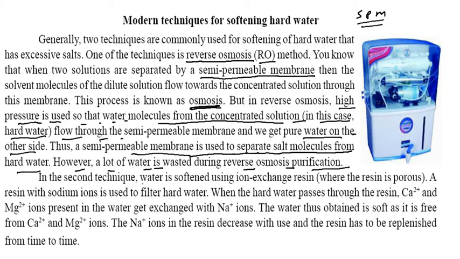So in the second technique, water is softened using ion exchange resin, where the resin is porous. A resin with sodium ions is used to filter hard water. When the hard water passes through the resin, calcium and magnesium ions present in the water get exchanged with sodium ions, and the water thus obtained is soft, as it is free from calcium and magnesium ions. The sodium ions in the resin decrease with use, so the resin has to be regenerated from time to time. So let us see the next one.